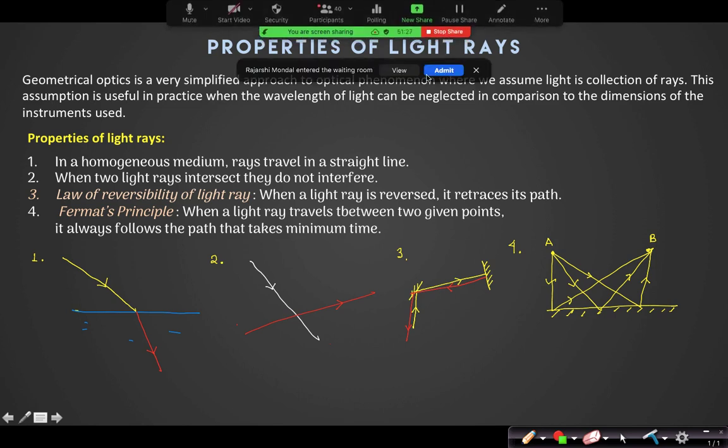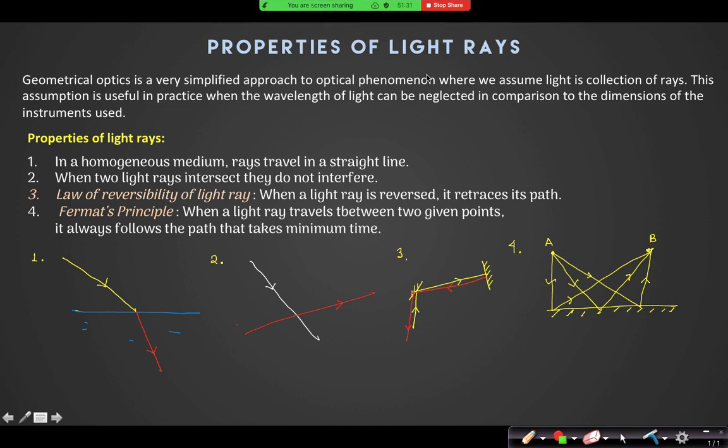I could not get your question. What's your question? The time the light will take to travel in different paths will be very small, so can that be measured? Yes, as I have told you that nowadays very precise instruments are there. You can definitely measure.